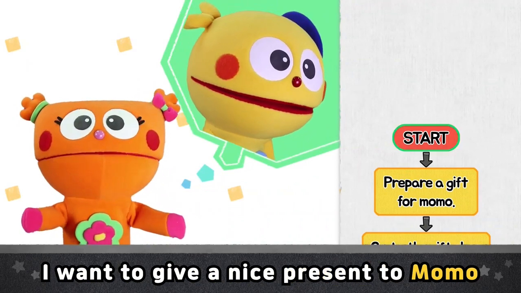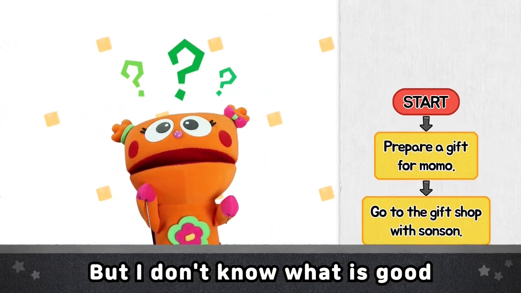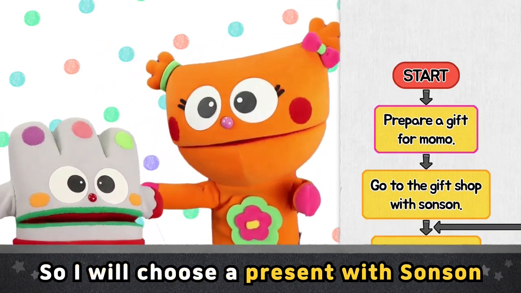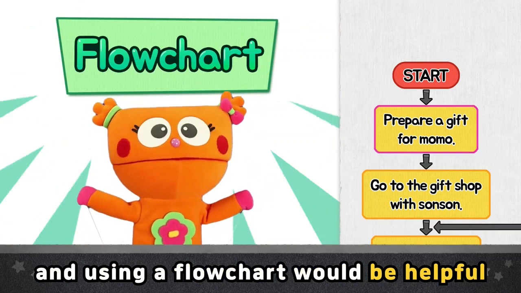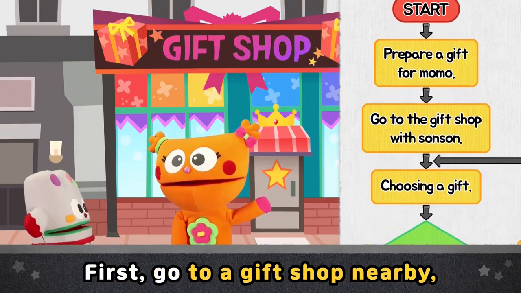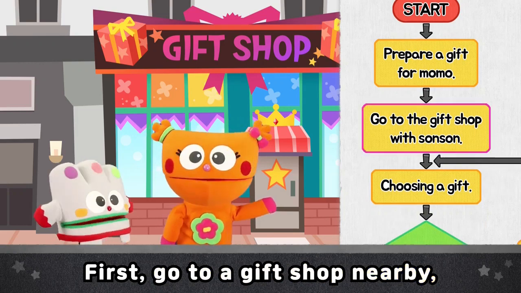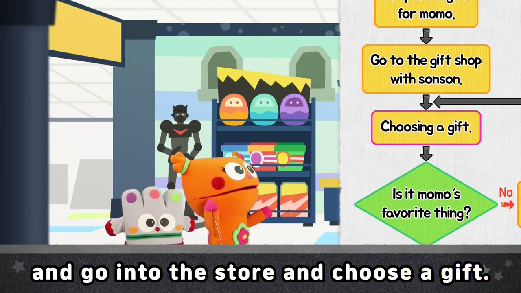a nice present to Mama, but I don't know what is good. So I will choose a present with Sun, and using a flowchart would be helpful. First go to a gift shop nearby and go into the store and choose a gift.